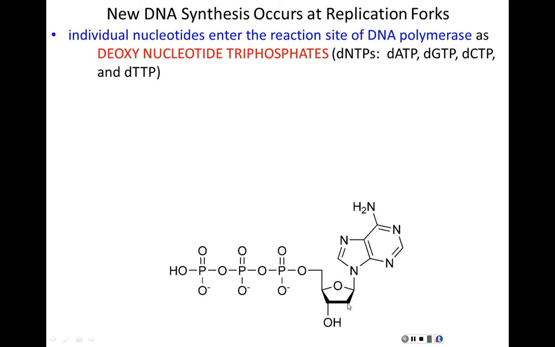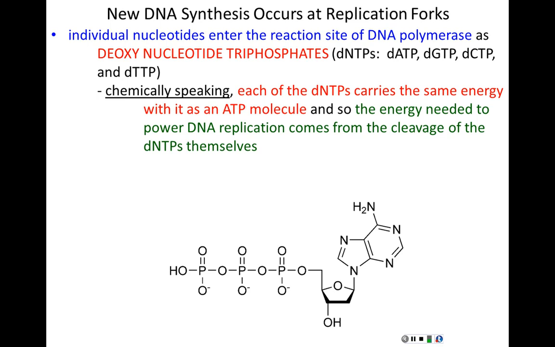Chemically speaking, the energy that powers the synthesis of DNA comes from the dNTPs themselves. These phosphate bonds are very high-energy bonds. In fact, the energy contained in an ATP molecule comes from the triphosphates in the ATP. So the energy for replicating DNA comes from cleaving or cutting the dNTPs themselves. This bond, which is cut in order to create the phosphodiester bond we just talked about, when this bond is cut, releases a ton of energy. And this energy is used to power DNA synthesis.